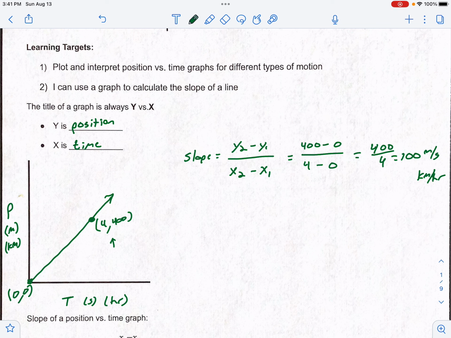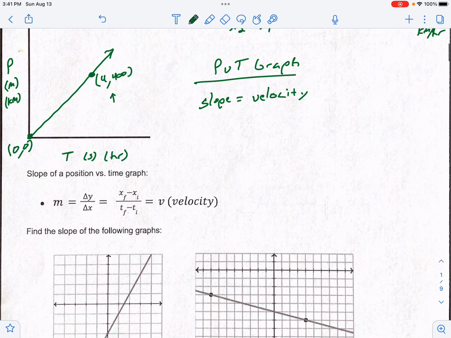Okay, but the key takeaway is that a position versus time graph is always going to tell us that our slope equals velocity. So if I ever ask you any questions about velocity or calculating velocity and you're given a graph, you just need to look for the slope. Scrolling down a little bit, the slope of a position versus time graph is, again, just rehashing what we already went over: your change in position, xf, your final position, minus xi, your initial position, over your final time minus your initial time, and that gives you your velocity.